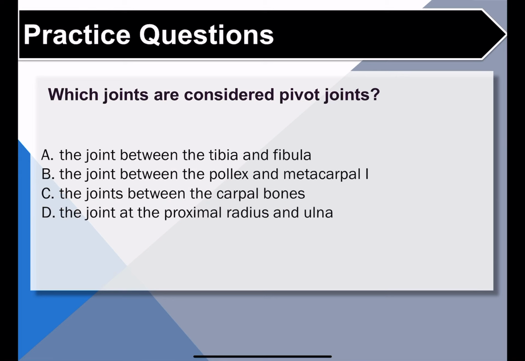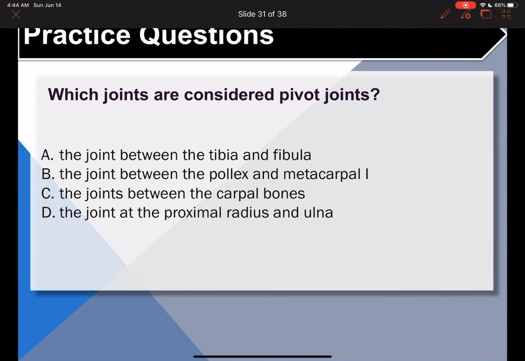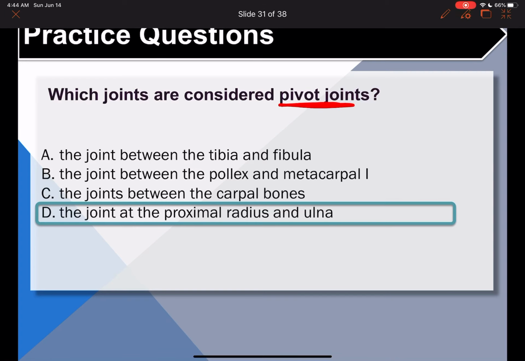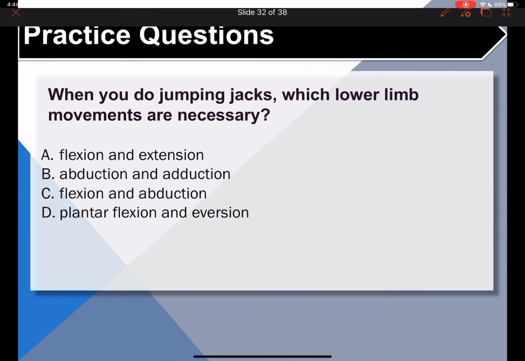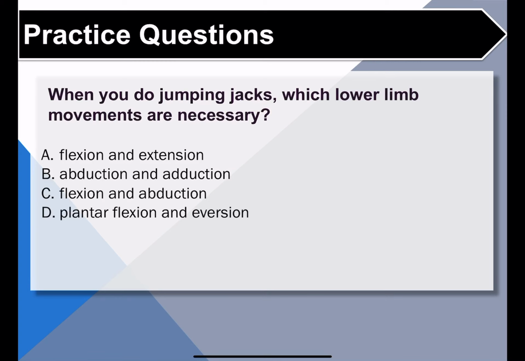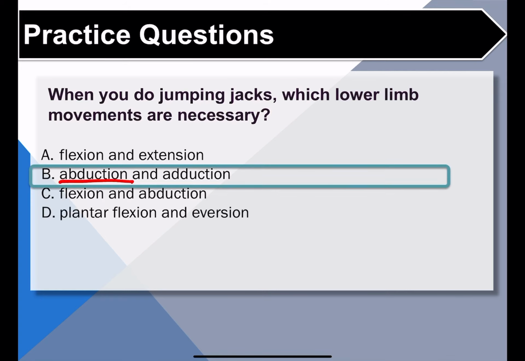Which joints are considered as pivot joints? Okay, you have, remember, pivot is for rotation. So those that are between the radius and the ulna when you're able to do supination and pronation. Okay. When you do jumping jacks, which lower limb movements are necessary? So you're doing jumping jacks, so you're widening your leg and closing in your legs. So abduction and adduction. So that's another good way to remember abduction, adduction. That's what you're doing when you're doing jumping jacks.